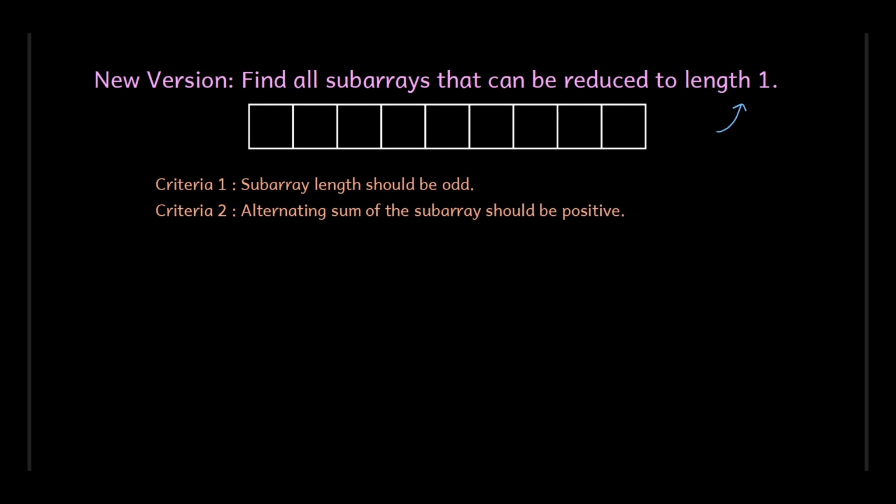But the problem is that there could be O of n square different subarrays. And if you check the alternating sum of each subarray, the time complexity becomes O of n cube. So how do we apply some observations and some known techniques to reduce the time complexity even further? You will notice that in these kinds of problems, wherever you have to find the sum of a subarray, you use something known as a prefix sum. So can we apply the same prefix sum strategy over here?